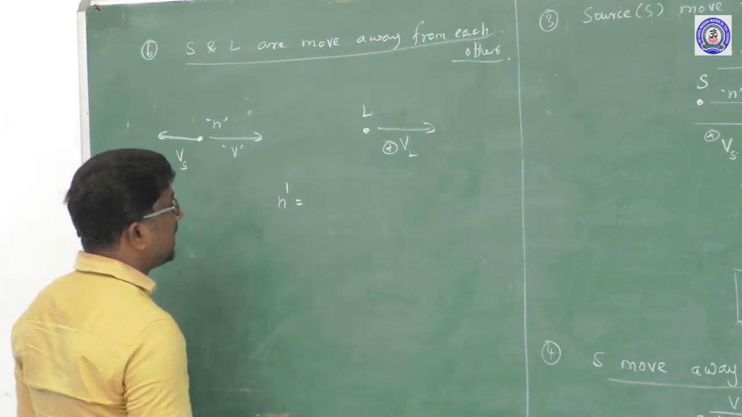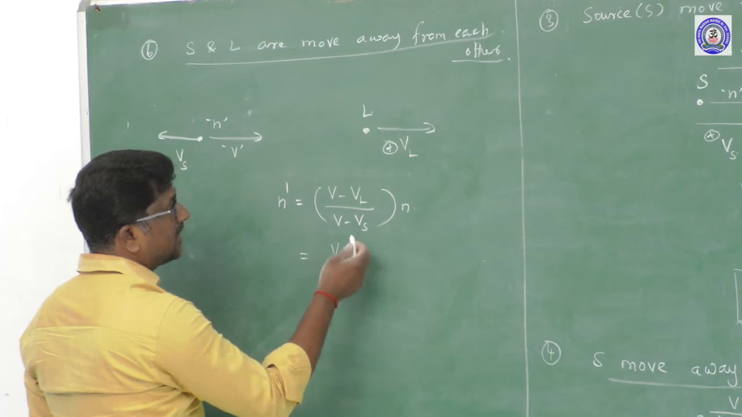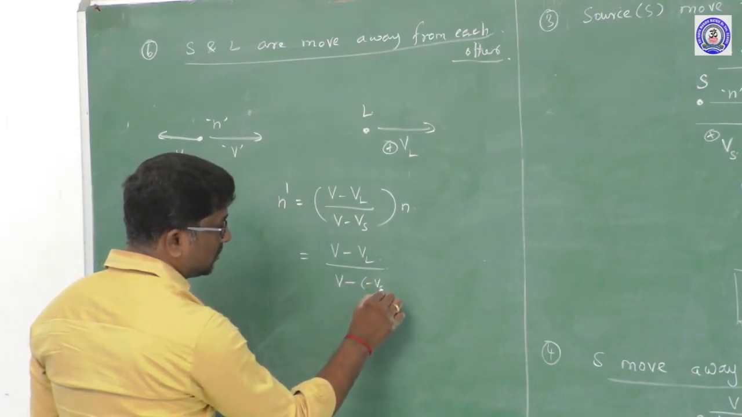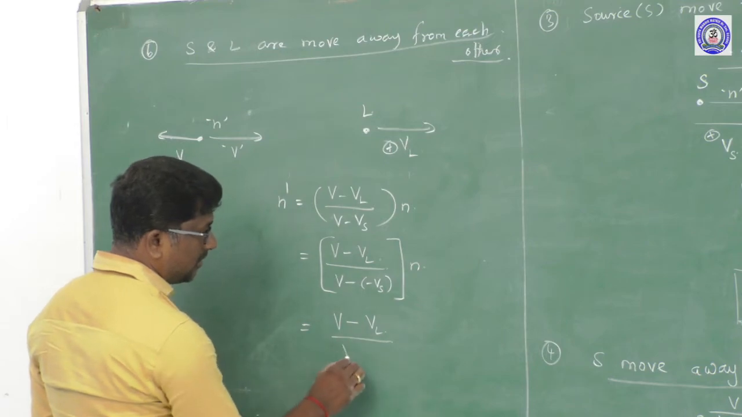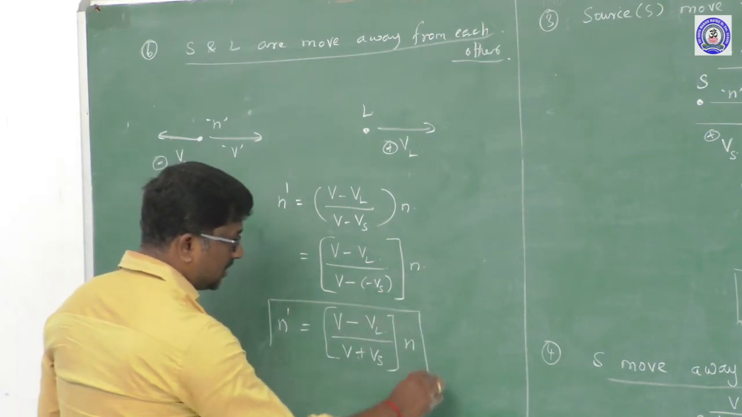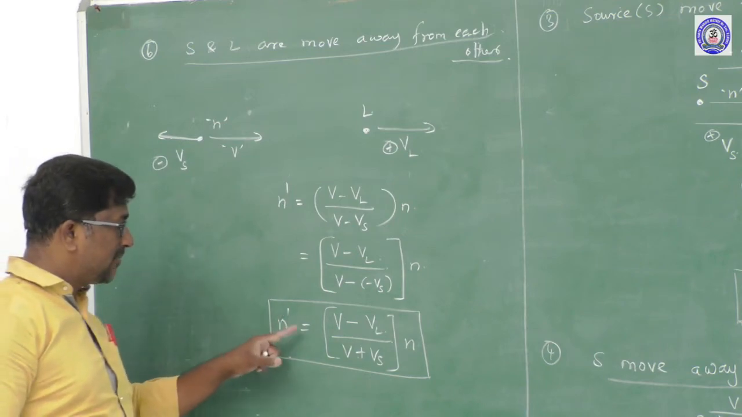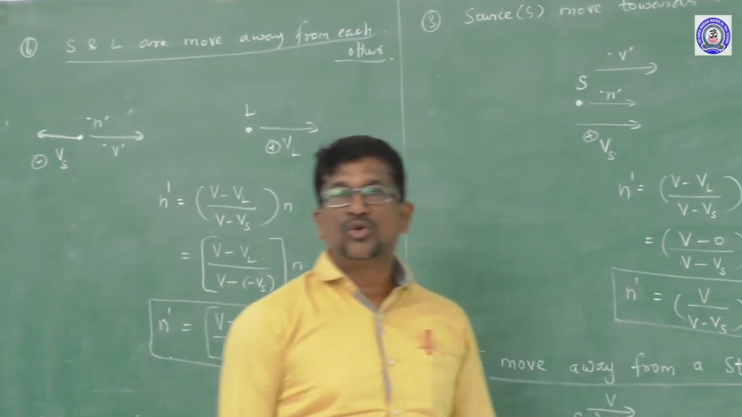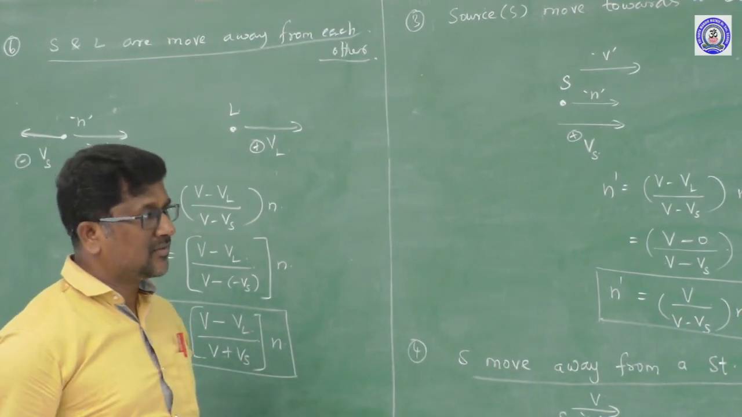In this case, apparent frequency N prime is equal to V minus VL divided by V minus Vs into N. Right? V minus VL is positive, so no change, divided by V minus Vs, where Vs is negative, so V plus Vs, into N. If the source and the listener are moved away from each other, then the apparent frequency measured by the listener, N prime, is given by V minus VL divided by V plus Vs into N. Right. So there are various possibilities of relative motion between source and the listener. If the possibility changes, then correspondingly the formula for the apparent frequency measured by the listener also changes.